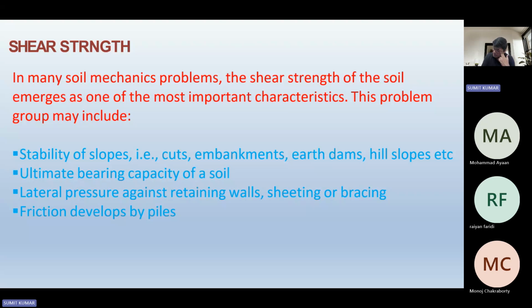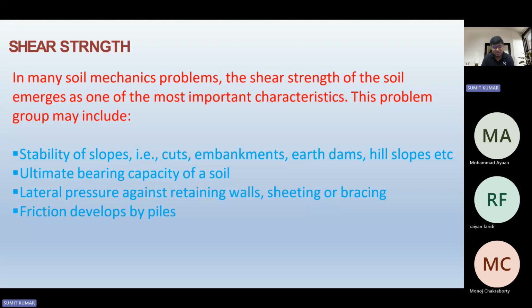So in every aspect, the strength is very important, because at any field, at any place, irrespective of the field of engineering, maybe civil, mechanical, or any field of engineering, if you are using any material, the strength becomes prominent: how much strength it has in resisting a specific amount of load. So the shear strength becomes very important. Now, in terms of soil, when we say strength, normally we say shear strength.